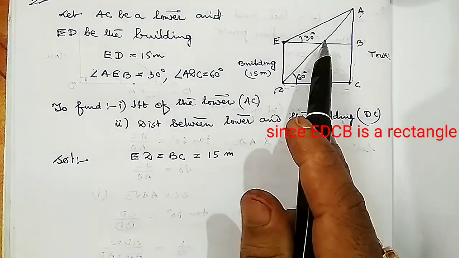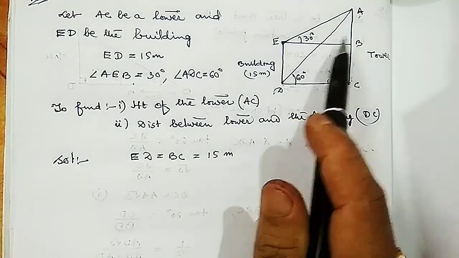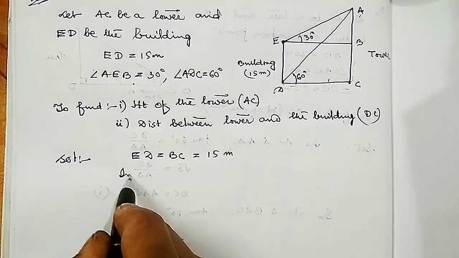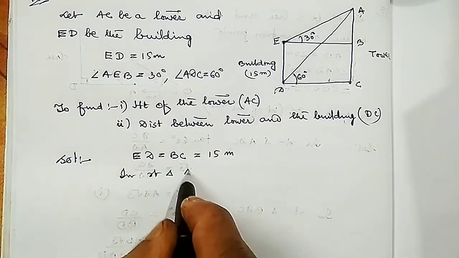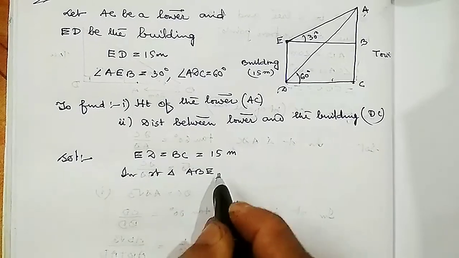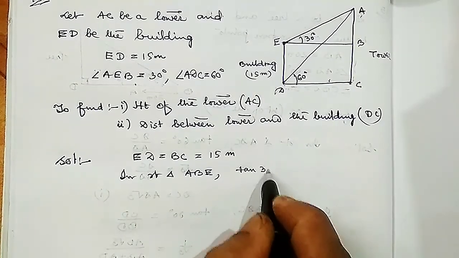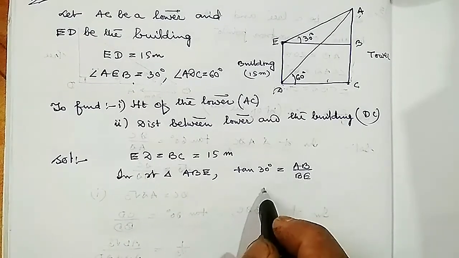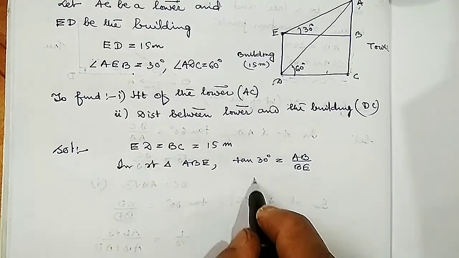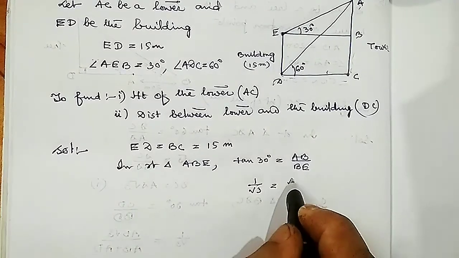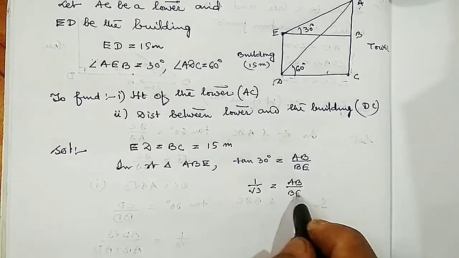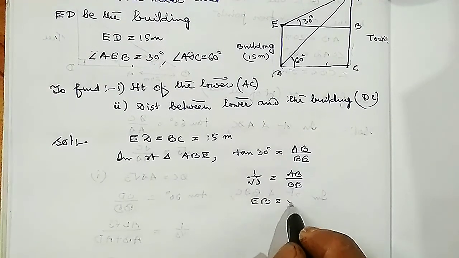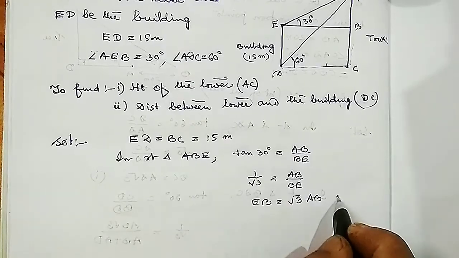Now let me start with the smaller triangle. Here also I have to relate perpendicular and base, so I am using tan theta. So in right triangle ABE, tan 30 will be AB by BE. We know tan 30 is 1 by root 3. So 1 by root 3 equals AB by BE. If I cross multiply, I am going to get EB equals root 3 AB. Let it be equation number 1.